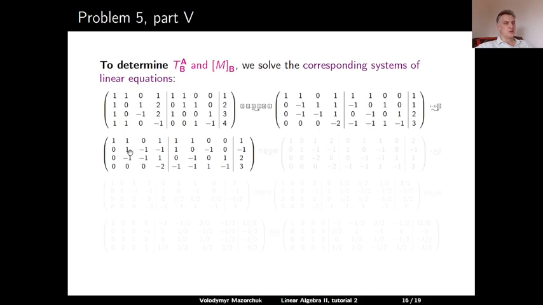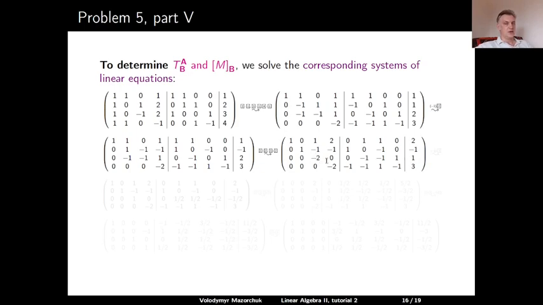So now we can use 1 in position 2, 2 to kill everything else in its column. So we multiply row 2 with minus 1 and add to row 1, and we multiply row 2 with 1 and add to row 3. So rows 2 and 4 remain the same, and row 1 becomes 1, 0, 1, 2, 0, 1, 1, 0, 2. And row 3 becomes 0, 0, minus 2, 0, 0, minus 1, minus 1, 1, 1.